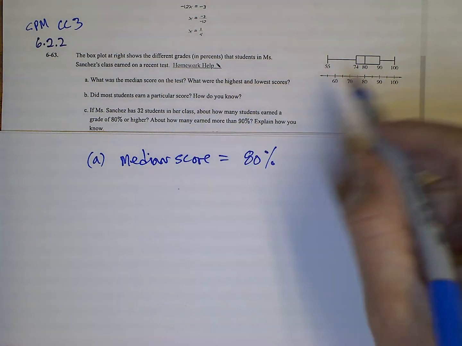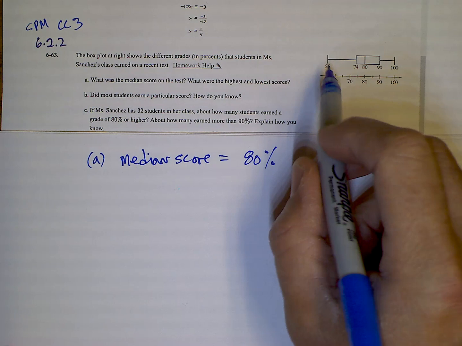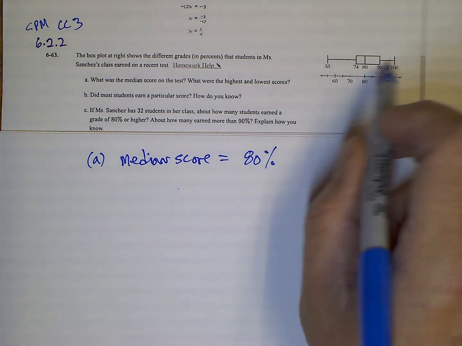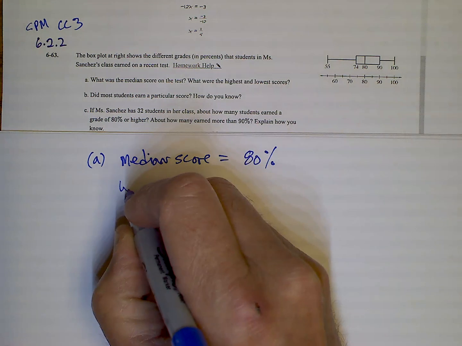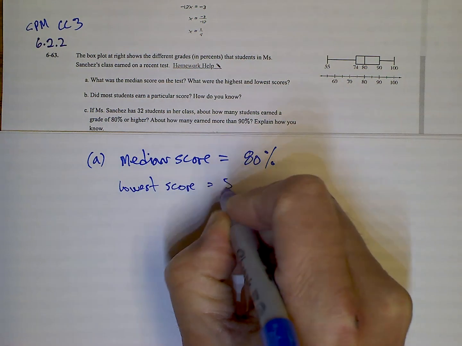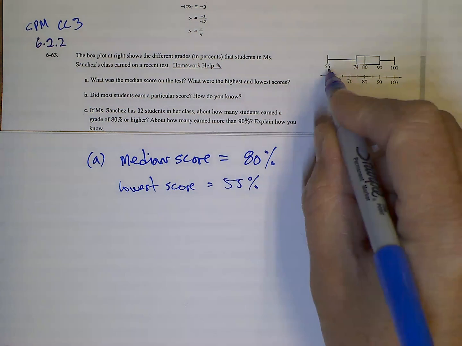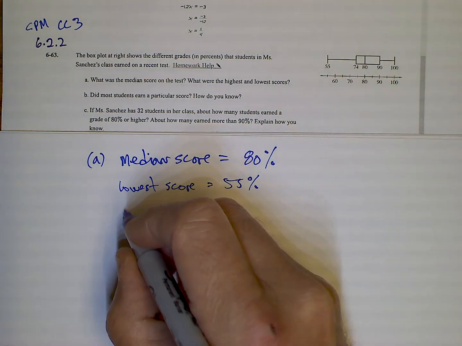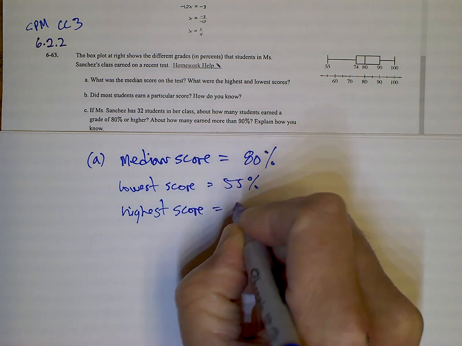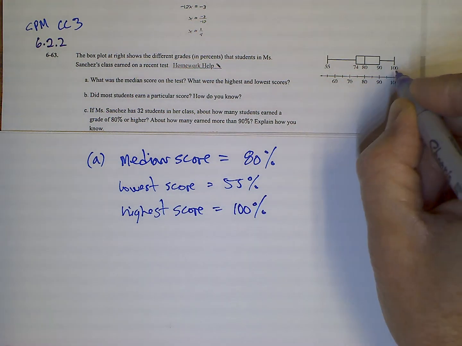And then the highest and lowest, well, those are the ends of the whiskers, right? So box and whisker. So these whiskers. So our lowest score is 55%, right? That's our lowest. And then our highest score is 100%. And that's the end of there.